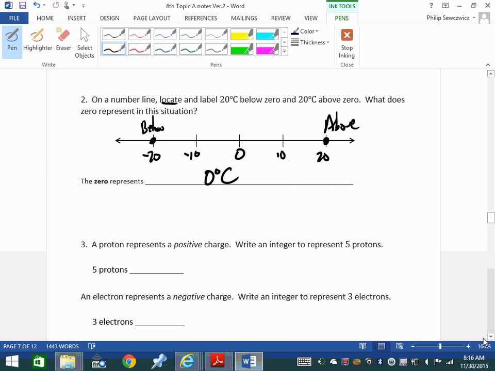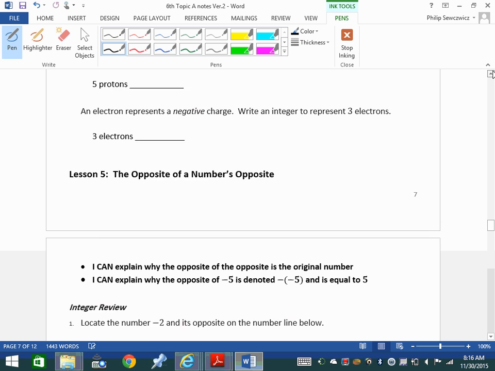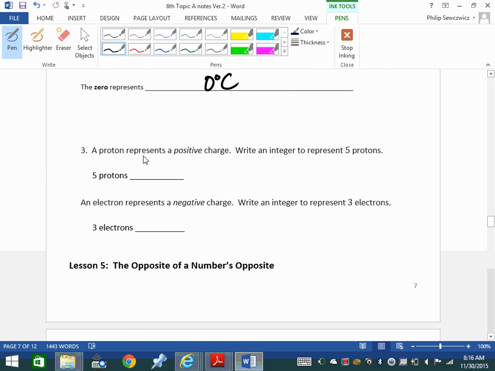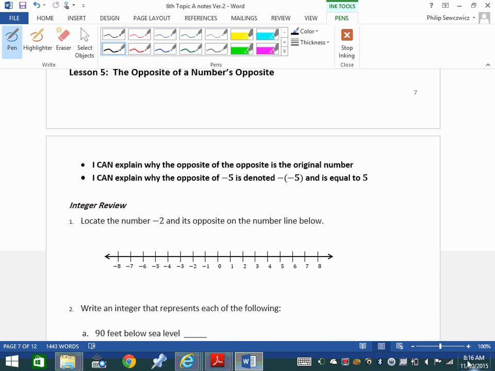So let's see what we've got here. Writing integers. All right, so a proton represents a positive charge, right? So a positive number is just a number. That's the big thing. When it's positive, it's just a number. Don't put a little plus sign. If it's negative, okay, then yes, we do need the negative sign. Your negative sign looks like a little subtraction sign, kind of pushed up in the air a little bit. So it is something you want to look at. Subtraction and negatives look a lot alike.